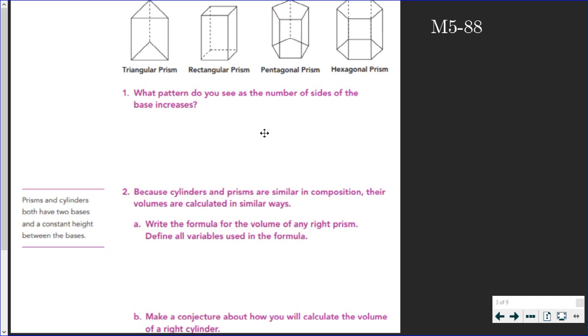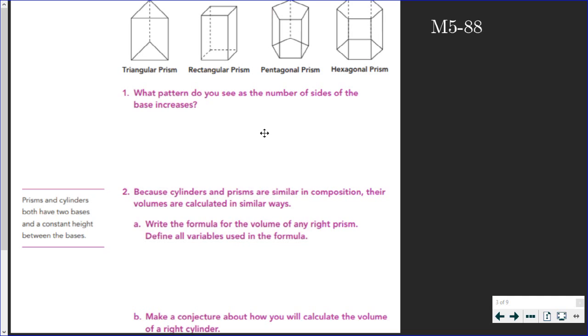So as you think about how you would find the volume of those shapes, think about how that is going to relate to a cylinder. Okay, so think about that as you start on question number 2. So cylinders are very similar to prisms, as it tells us in number 2. Their volumes are calculated in a similar way.